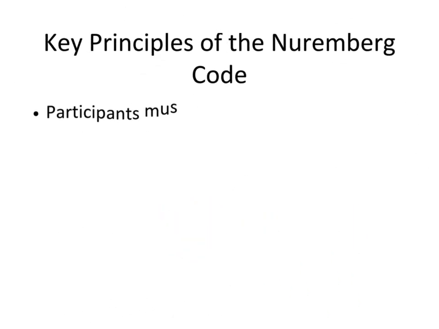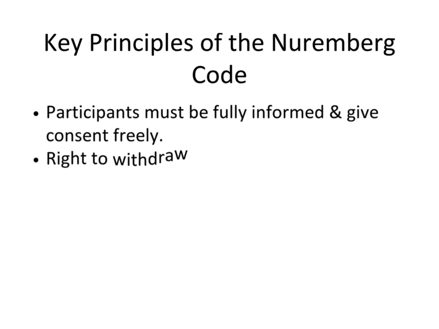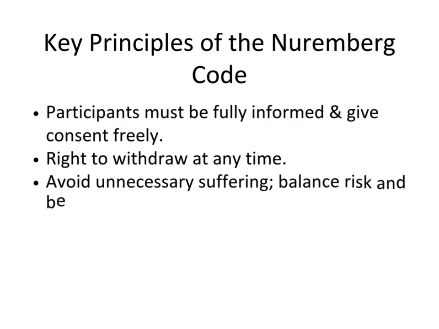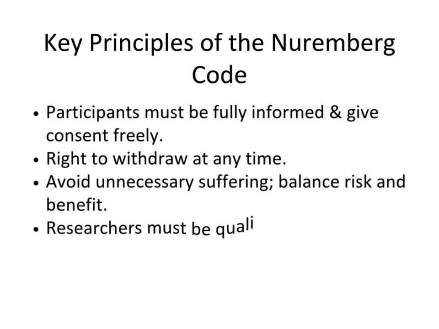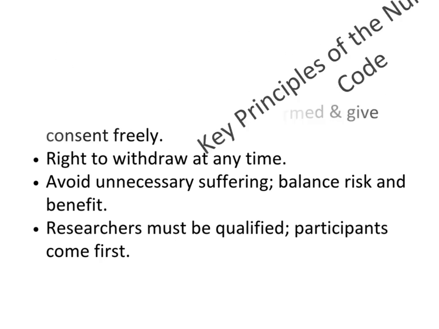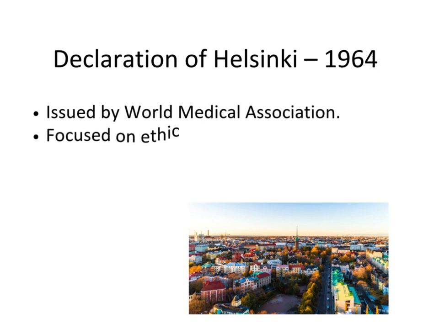But it didn't stop there. The Nuremberg Code also introduced the ideas that experiments should avoid unnecessary suffering. Risks must be balanced against potential benefits. Researchers must be qualified. Participants must always come first. Sound familiar? Those ideas didn't vanish. They evolved. They became embedded in the very DNA of clinical research ethics.